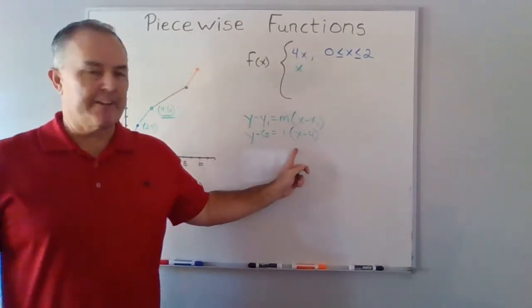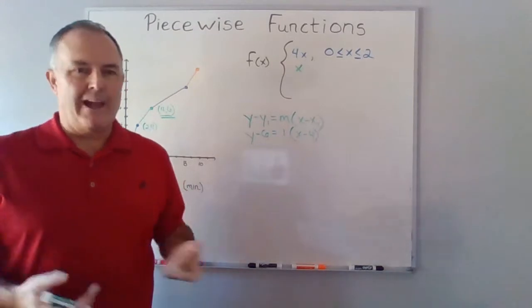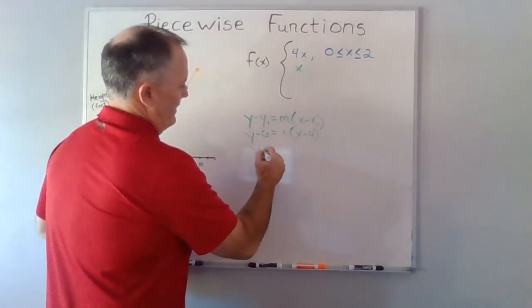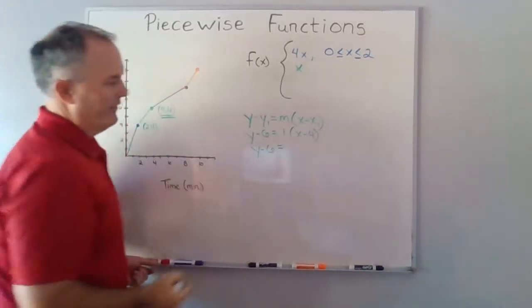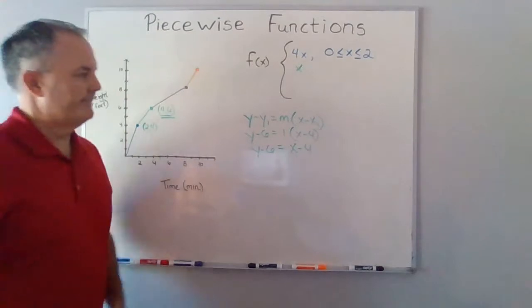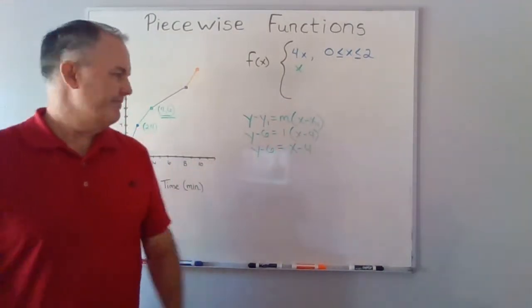Now normally if I was solving this, I would distribute the 1 to both of them. But if you distribute anything times 1, it just remains the same. So nothing happens on the left. And now I'm just left with x minus 4 on the right, because 1 times x is x, 1 times negative 4 is negative 4.